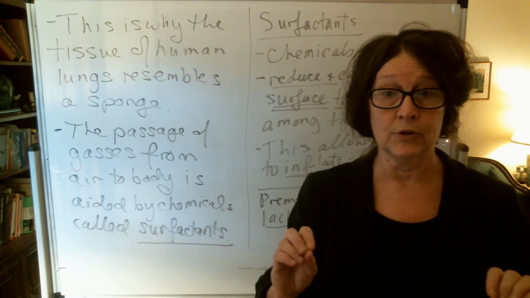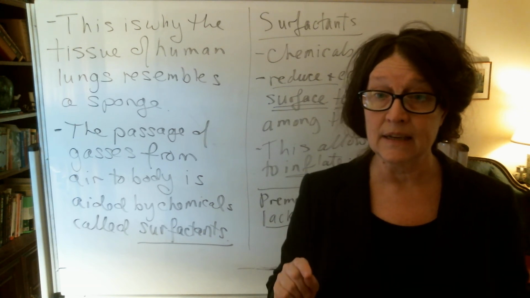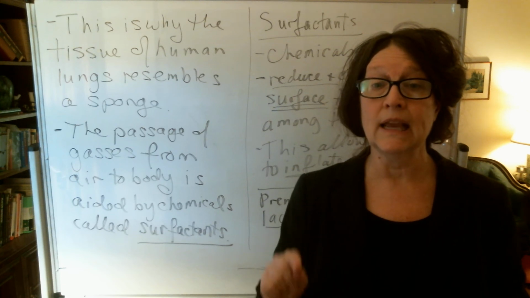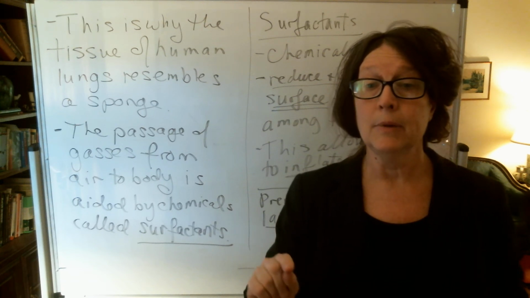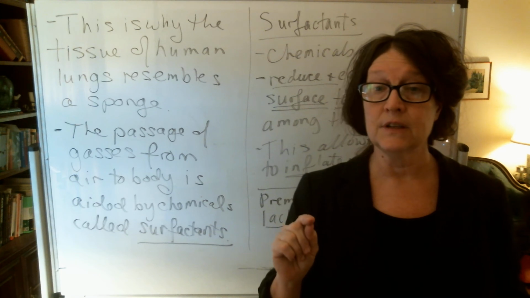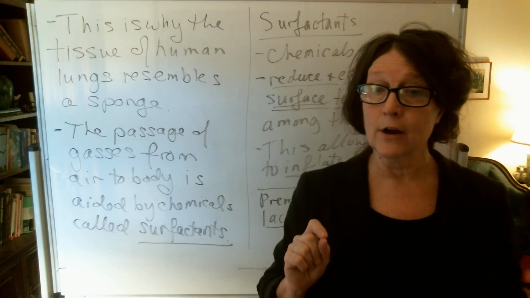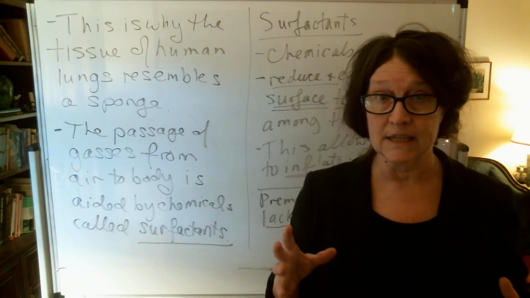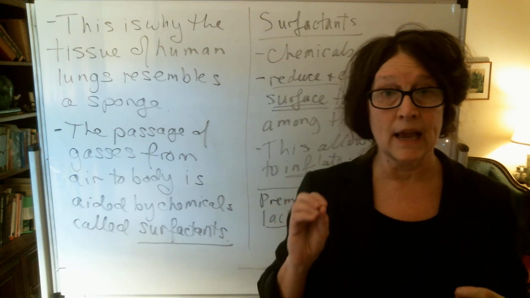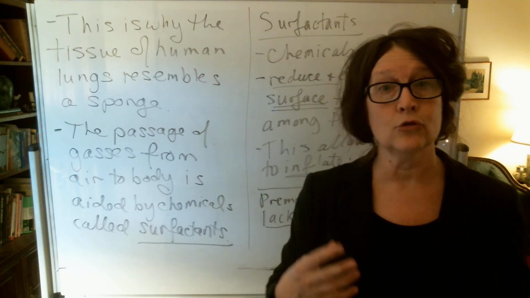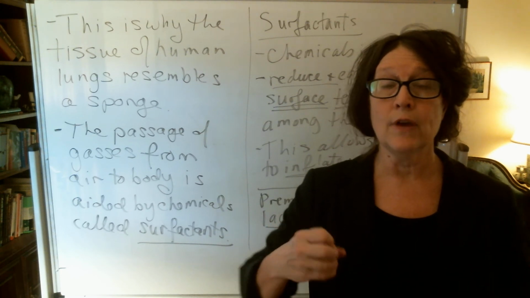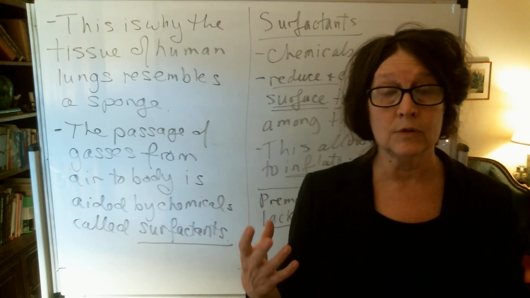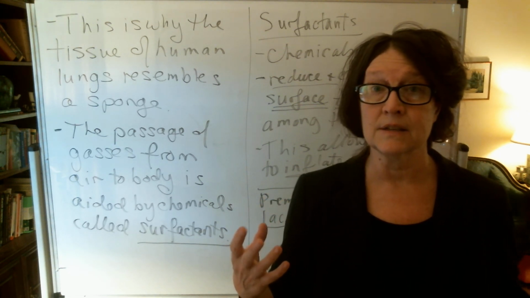That ability to produce surfactants happens late in development, which leads to the tragedy that a premature baby can look perfect because the lungs are there and the tissues are there, but they are not yet producing surfactants, so the lungs cannot inflate. These days, we actually have surfactants that we can treat premature babies with so that they can breathe and keep developing long enough to develop the ability to make surfactants themselves.